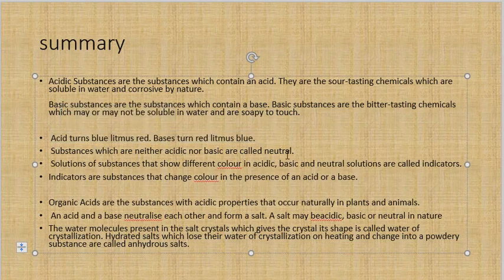Substances which are neither acidic nor basic are called neutral. Solutions of substances that show a different color in acidic, basic or neutral solution are called indicators. It can be liquid or it can be dried on a paper called litmus paper, etc. Indicators are substances that change color in the presence of acid or base. Organic acids are substances with acidic properties that occur naturally in plants and animals, like formic acid or lactic acid. An acid and a base neutralize each other to form a salt.